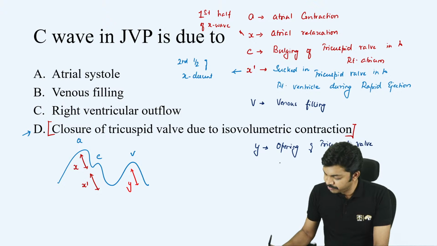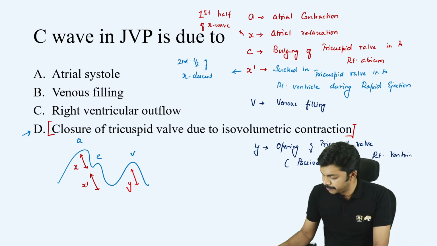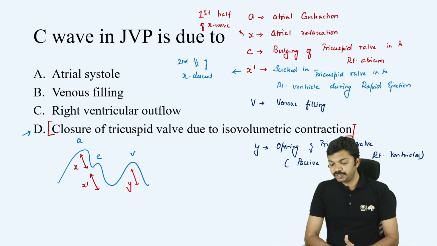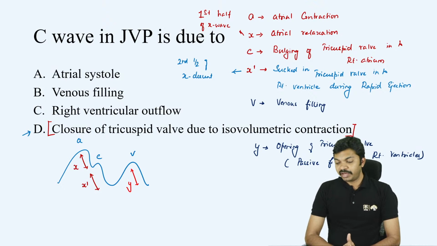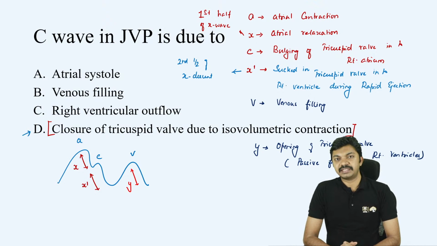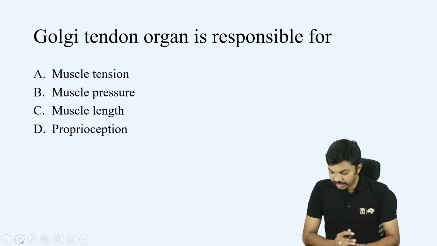Opening of tricuspid valve, this happens during passive filling of ventricles. Passive filling of right ventricles. Fine, that's C wave in JVP. Alright, guys. So we have all these waves covered in JVP starting from A, X, C, X dash, V as well as Y. Moving on to the next question.